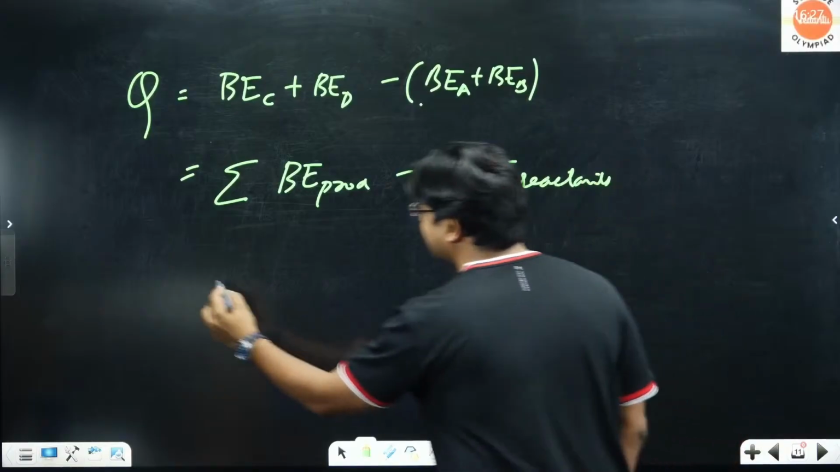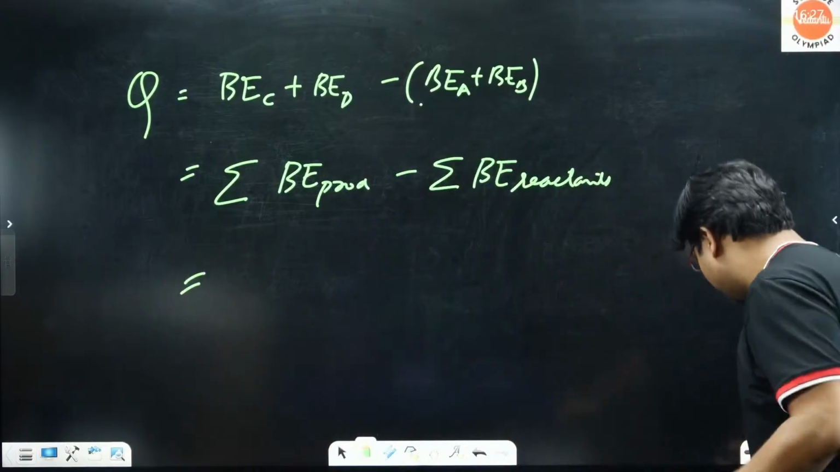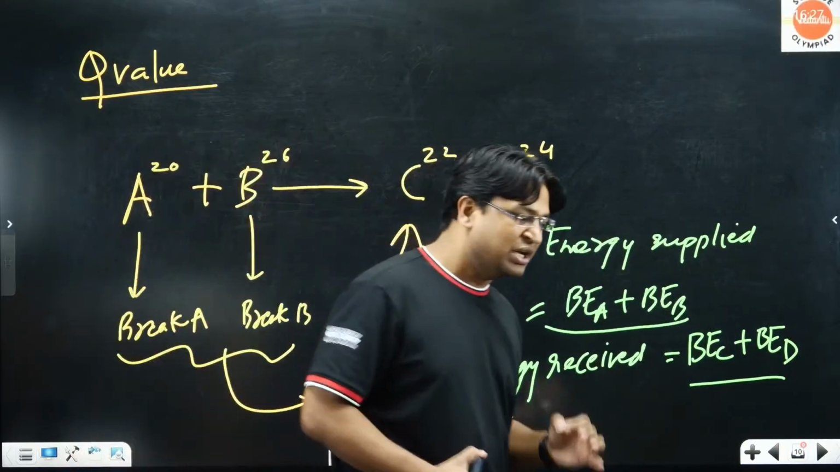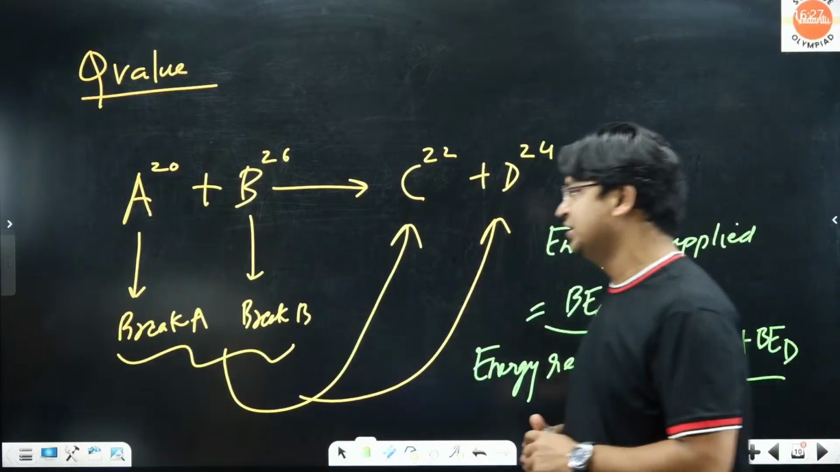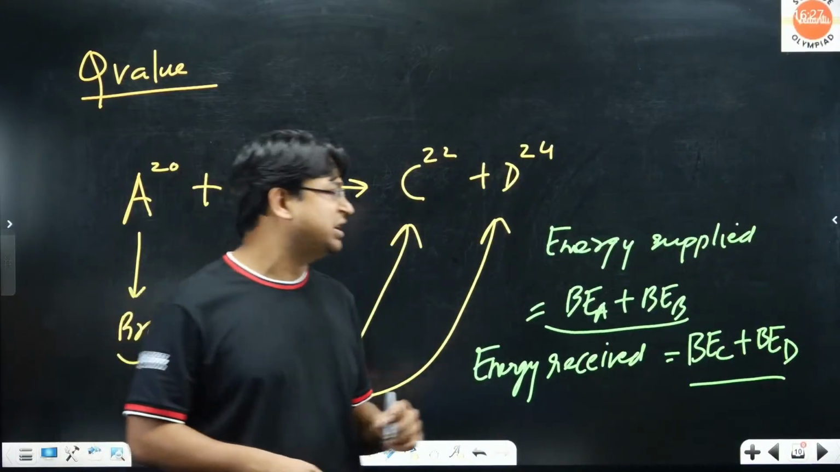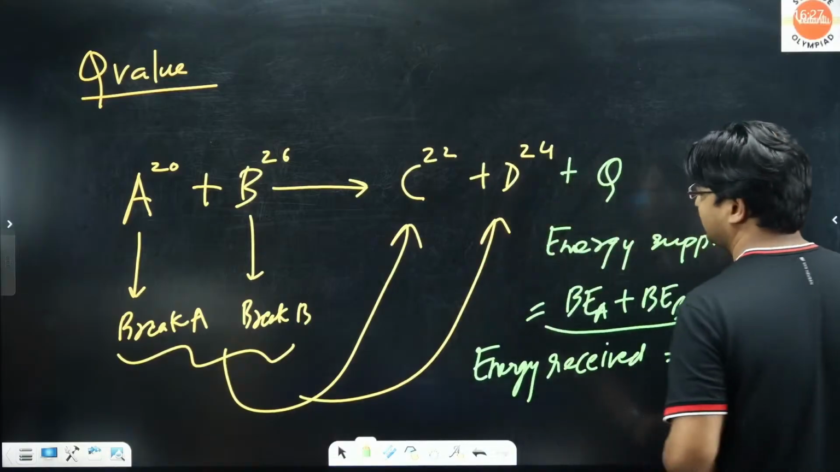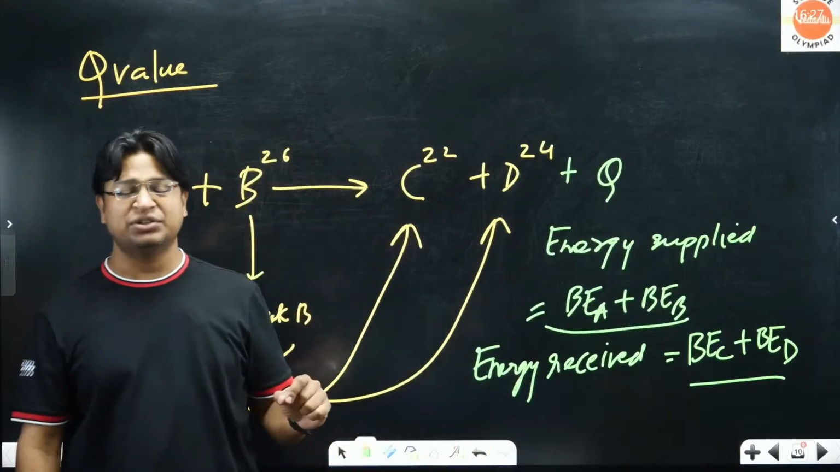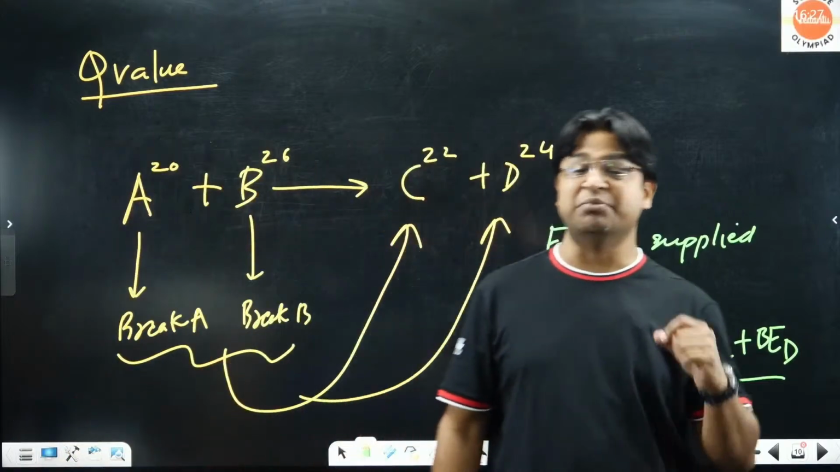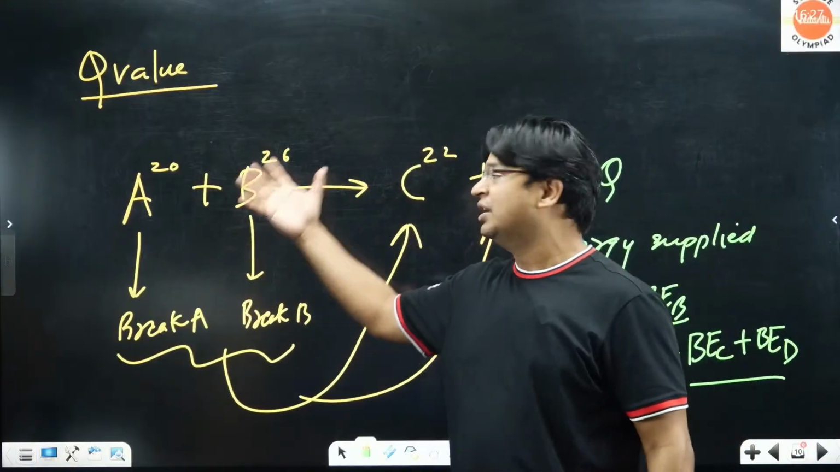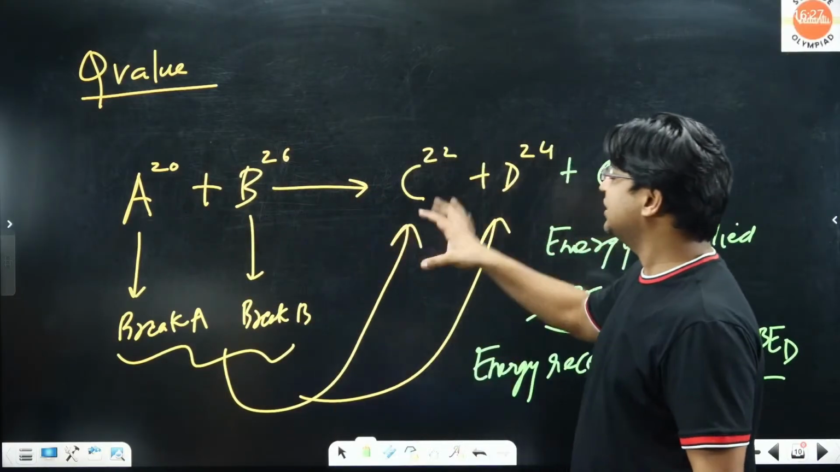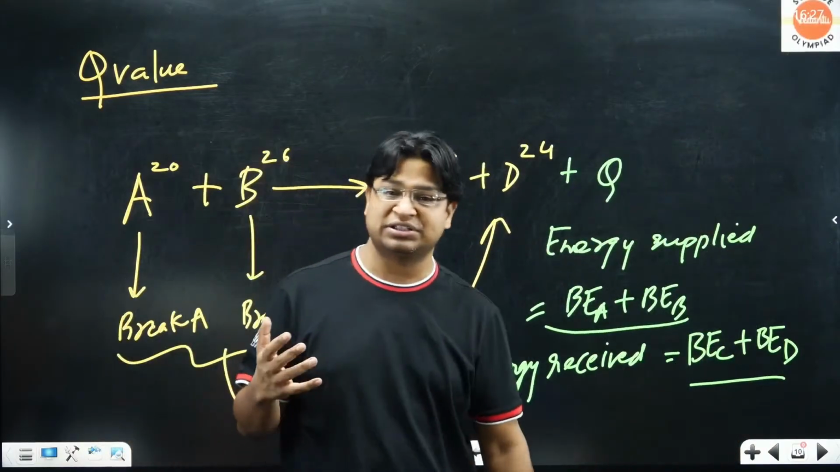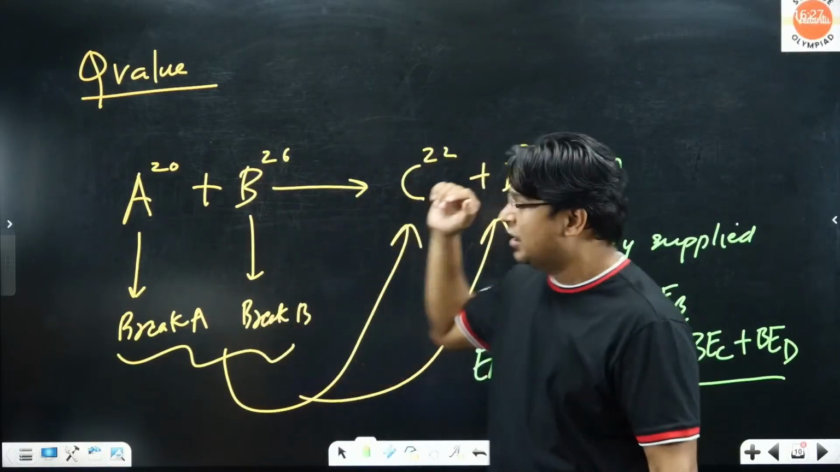We can also write Q value in terms of mass. Think about this and tell me: suppose the Q value of this reaction is positive, which means that this reaction is releasing energy. So we write a plus Q here. Like A and B are breaking into C and D, and then they are releasing some amount of energy. If I ask you on which side we should expect more mass, before the reaction or after the reaction, where do you think the mass is more? On the side of reactants or on the side of products?